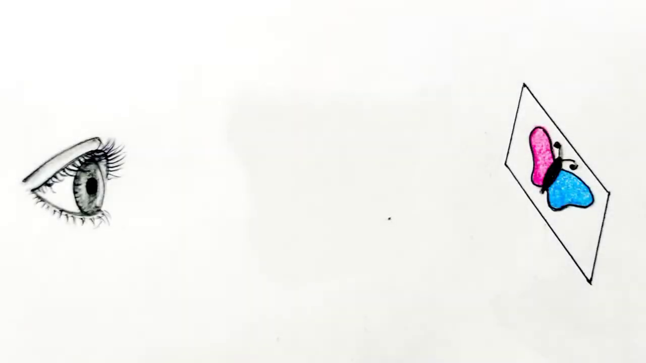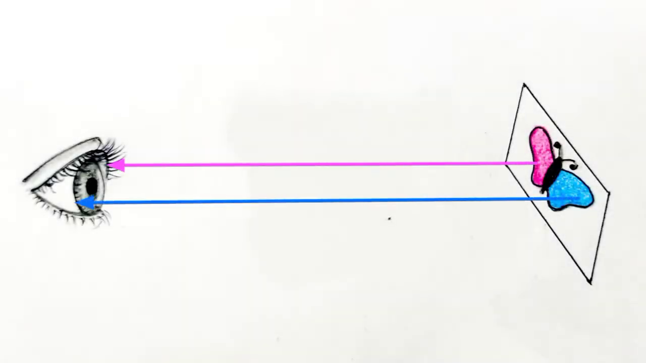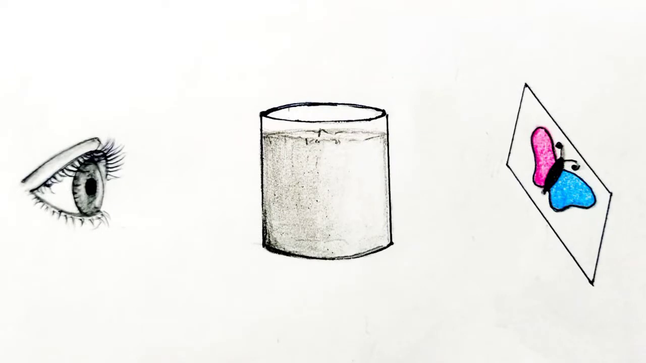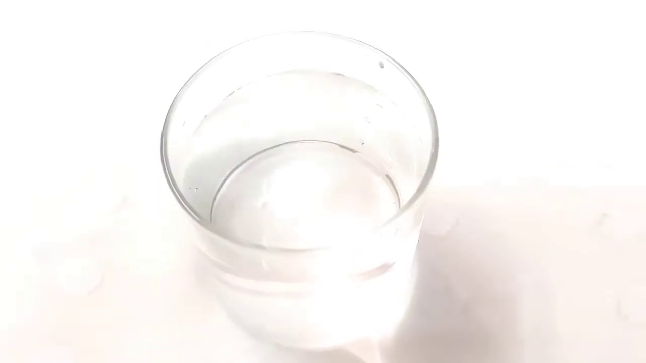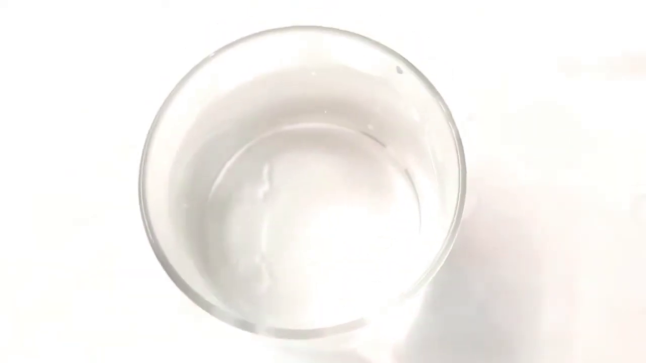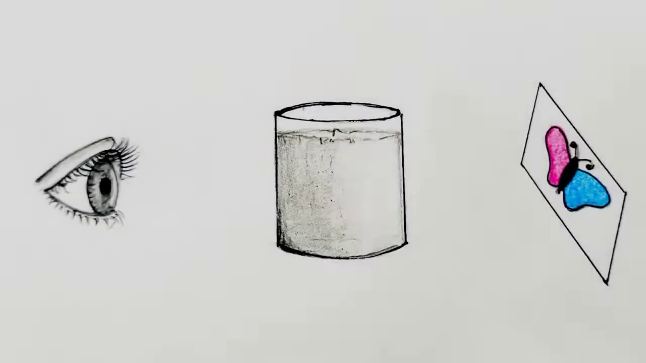Why this happens? We see the butterfly when the light rays reflected from it reach our eyes. When we keep the glass of water in front of the drawing, the light rays have to pass through it to reach our eyes. The glass seen from above is circular in shape, having a curved surface, and a glass filled with water acts as a lens.